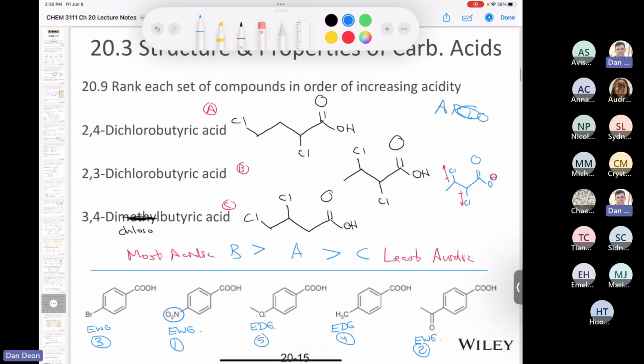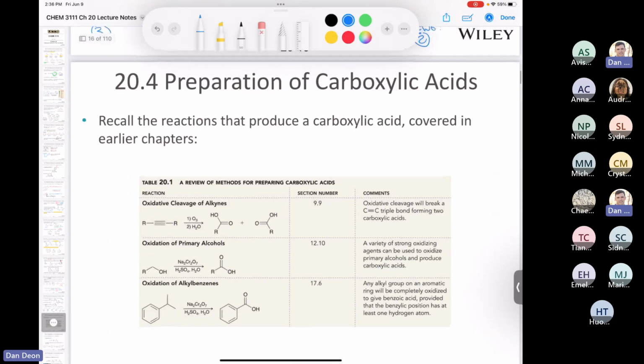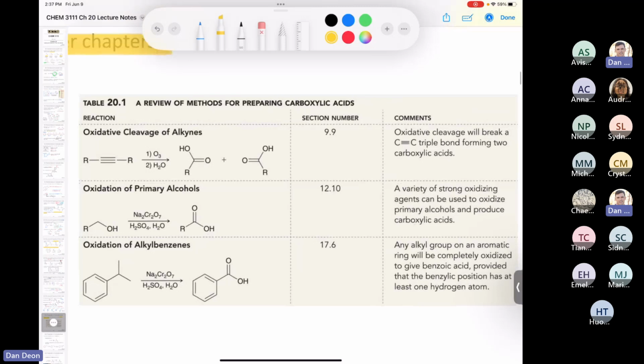All right. Well, before we take another break, I want to go through section 20.4. And I have some good news for you, and that is we don't have to spend a ton of time on section 20.4. Why? Because it's all material that was covered in earlier chapters. All right, so let's take a little review here. And these are just different ways that we've seen to make carboxylic acids already. So let's go over them.